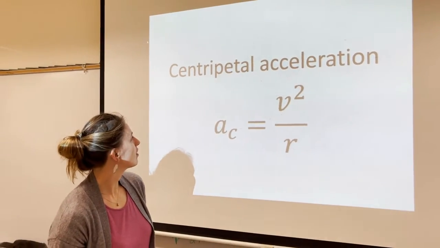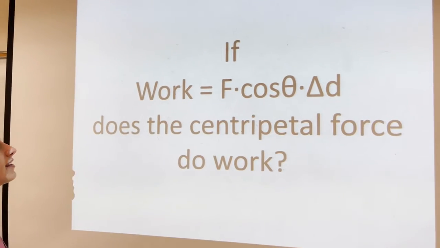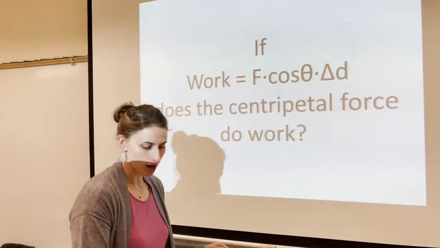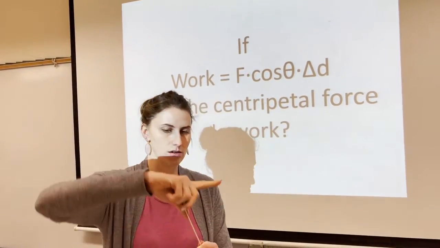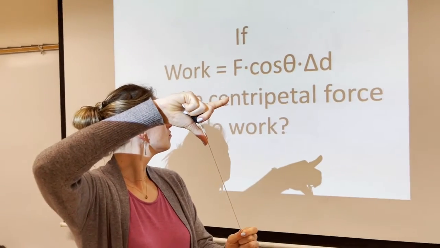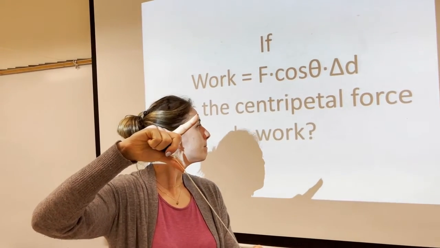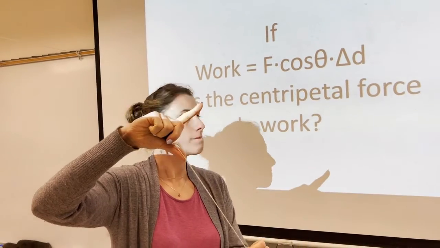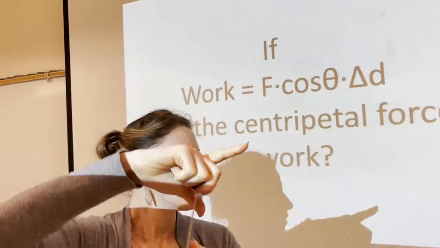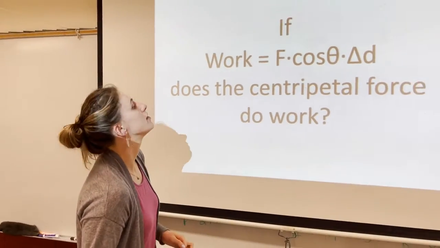If work equals force times the cosine of theta times delta d, does the centripetal force do work? The force and the instantaneous change in position from one instant to the next is always tangent. So what's the angle between the force and the displacement? It's 90 degrees. And what's the cosine of 90 degrees? Cosine of 90 is 0. That's right. So the answer is no.